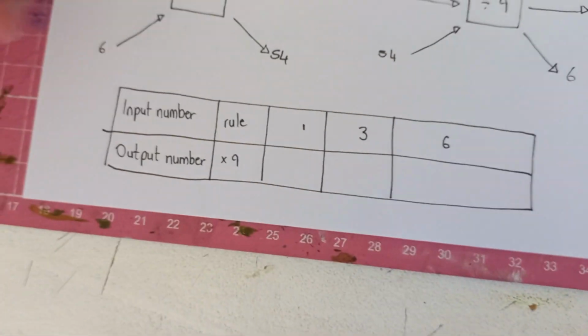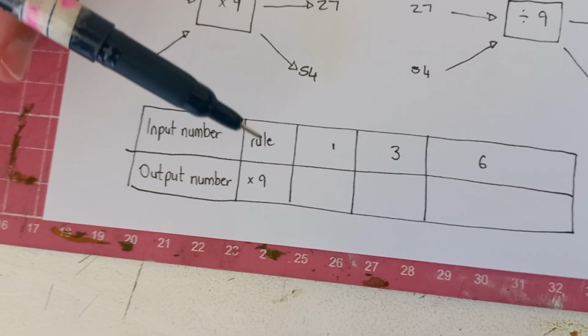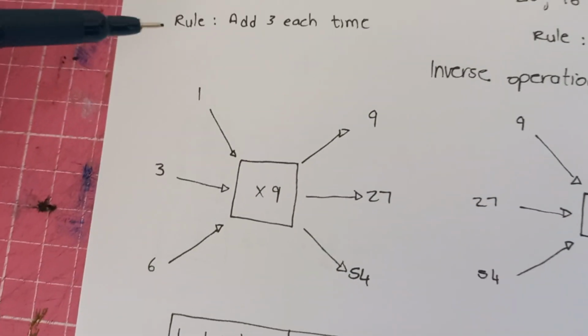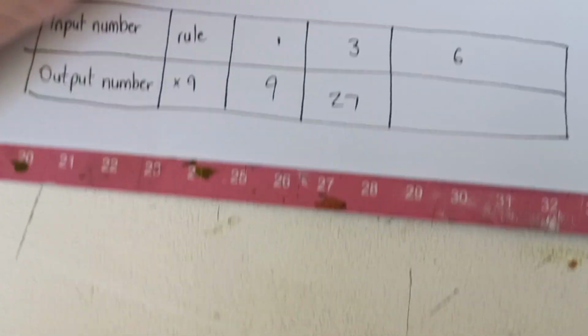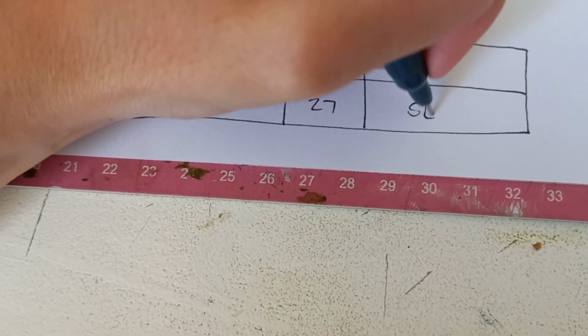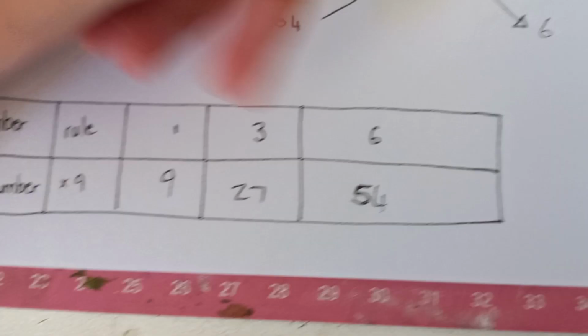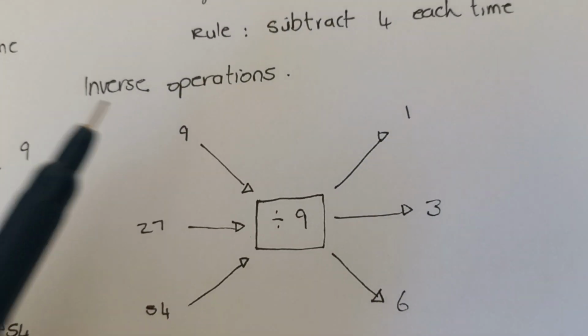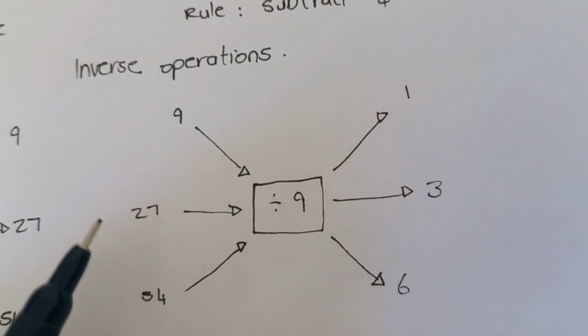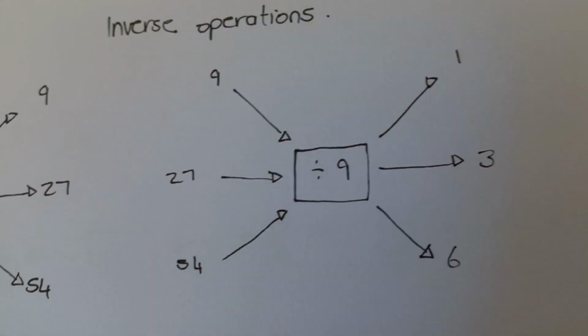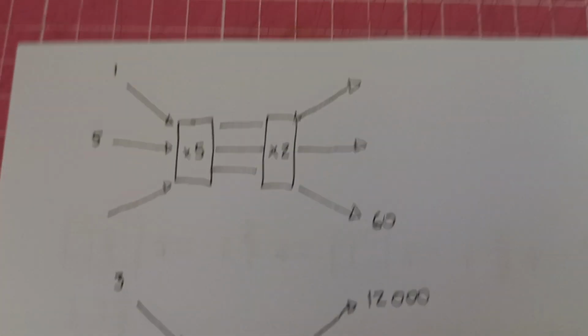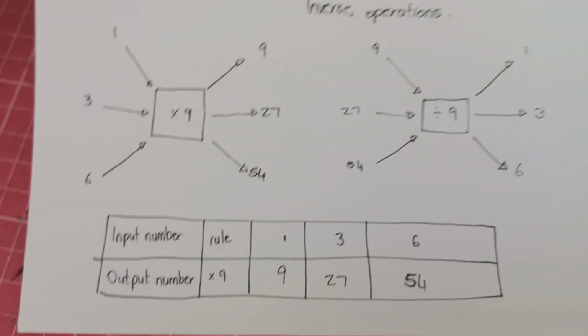If you get a table, you see your input number, your output number, and your rule. Your rule here is times 9. Our input number was 1, and our output number became 9. Our input number here was 3. Our output number became 27. Our input number was 6, and our output number was 54. Okay, if you were doing the division, your input number is 9, divided by 9 gives you 1. That's your output number. So these will be your output numbers, and these will be your input numbers. Okay. So that's how you work out things like this.